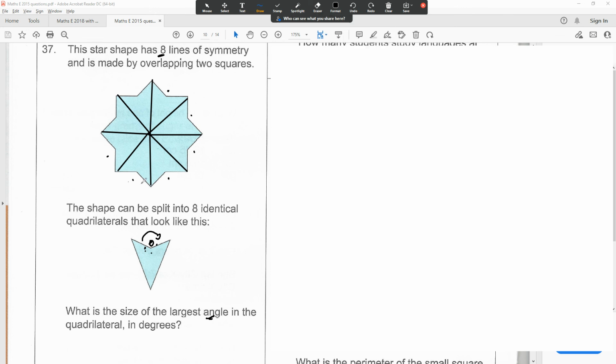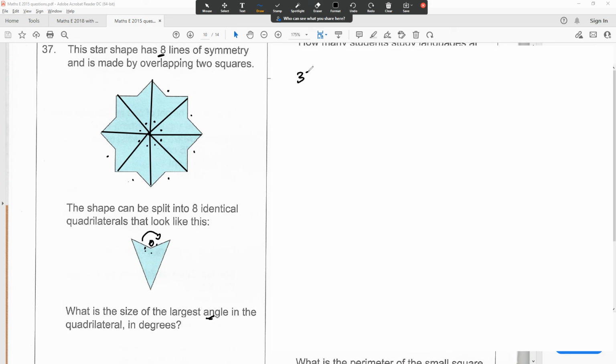What do angles inside a revolution add up to? What will it add up to? 360 degrees, right? So how many sides do we have here? 1, 2, 3, 4. How many angles? 1, 2, 3, 4, 5, 6. Is that 7? It's supposed to be 8. There we go. There's 8.